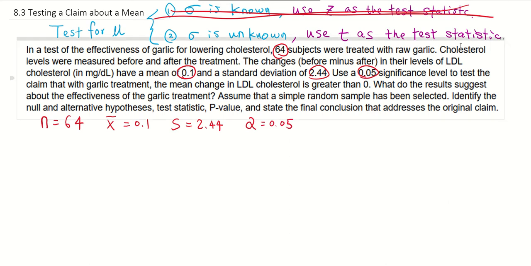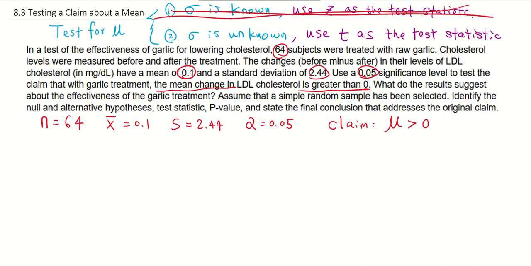0.05, to test the claim that, so here's the claim. With garlic treatment, the mean change in the LDL cholesterol is greater than 0. So if you put your claim in symbolic form, it will be the population mean change is greater than 0. So the mean is greater than 0. That's the claim in symbolic form.